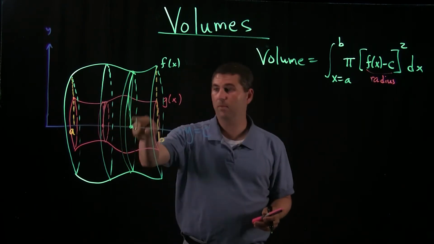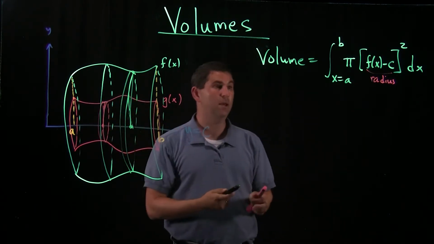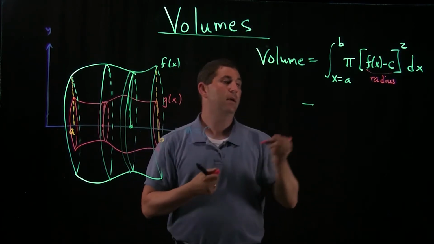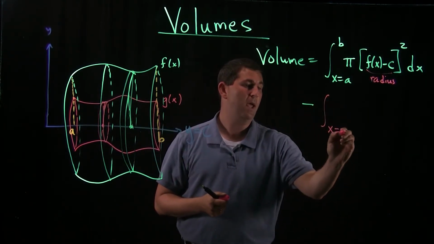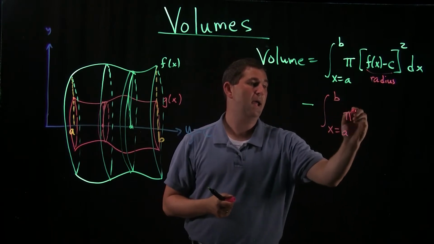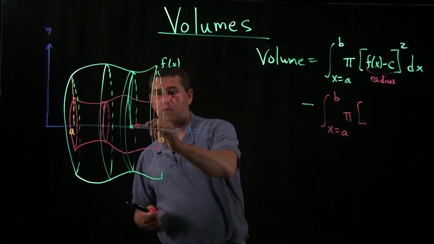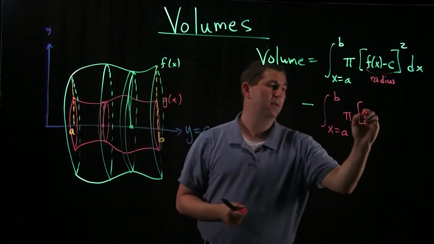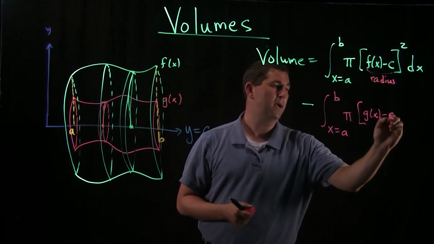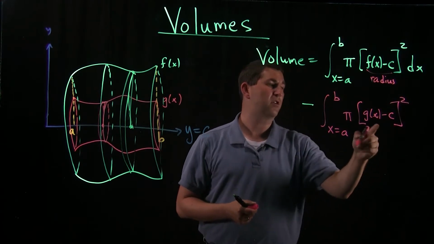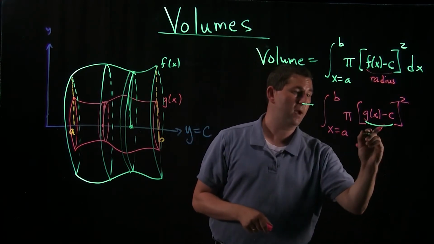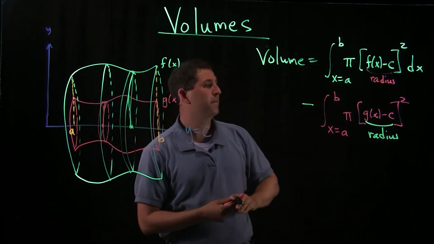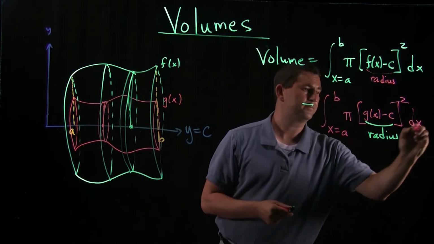Okay, and then we're going to subtract out the tasty filling in the middle. So we're going to subtract out, and now we have the integral from a to b, pi. Well, again, we're now looking at the distance between c and g of x. So that's g of x minus c. And then I need the square of, well, remember, this is the radius. And the area of the base is pi r squared. And then we have dx.